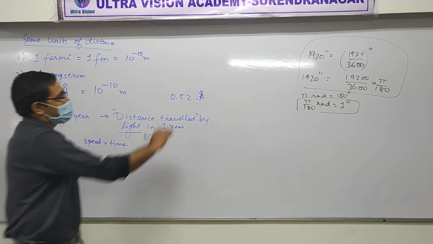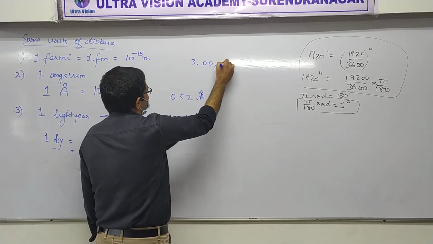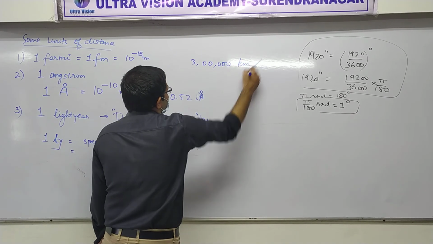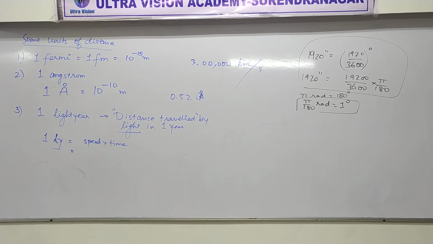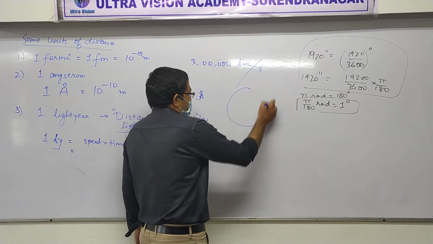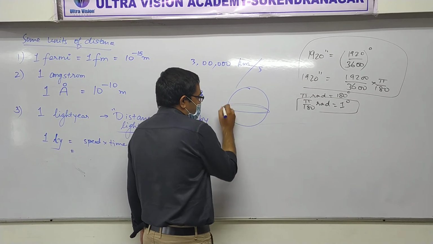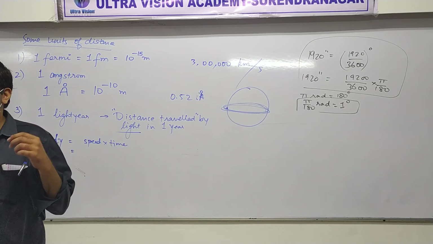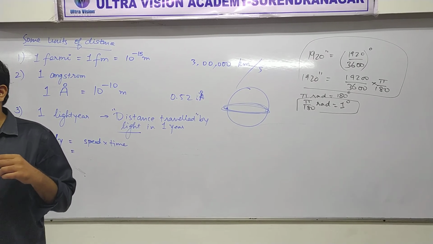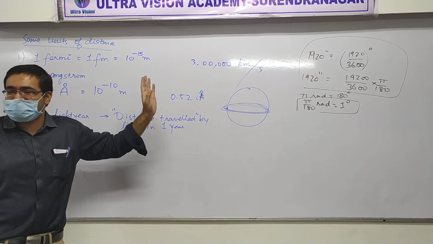Speed of light is 300,000 kilometer per second. Think about how big this number is. 3 lakh kilometer in 1 second. In 1 second, huh? So basically we say that if you think this is Earth, then light can go around the Earth 7 times in 1 second. Okay, this is ridiculously fast.